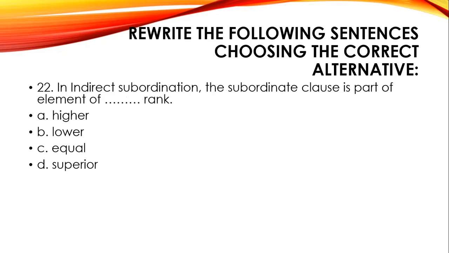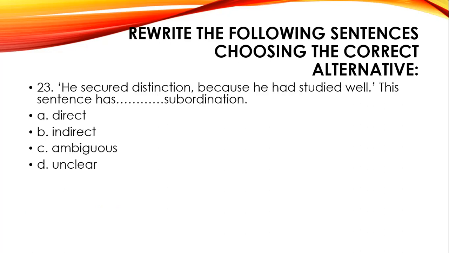In indirect subordination, the subordinate clause is part of an element of dash dash rank. Option A, higher. Option B, lower. Option C, equal. Option D, superior. And the correct answer is option B, lower. In indirect subordination, the subordinate clause is a part of an element of lower rank.